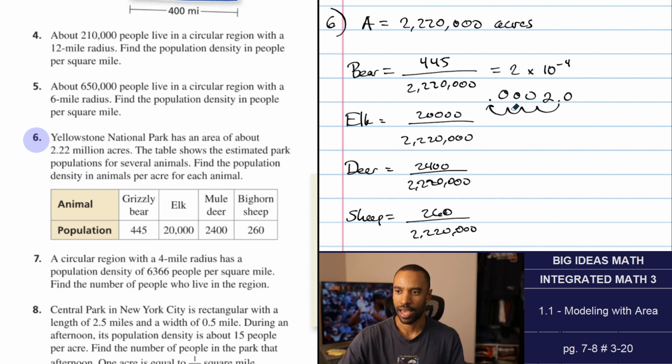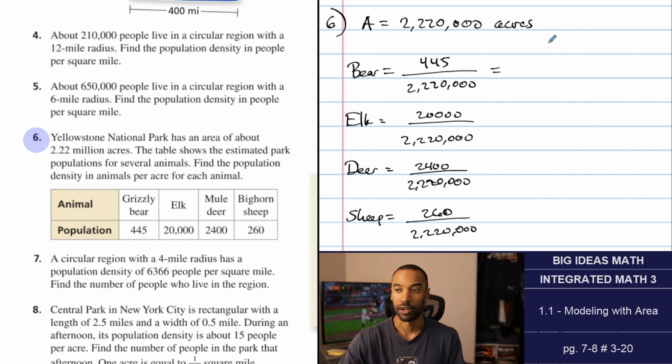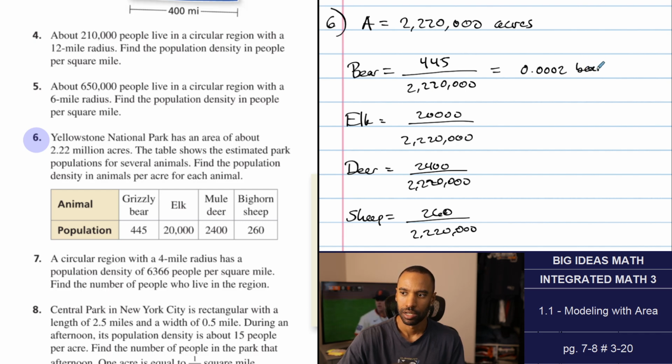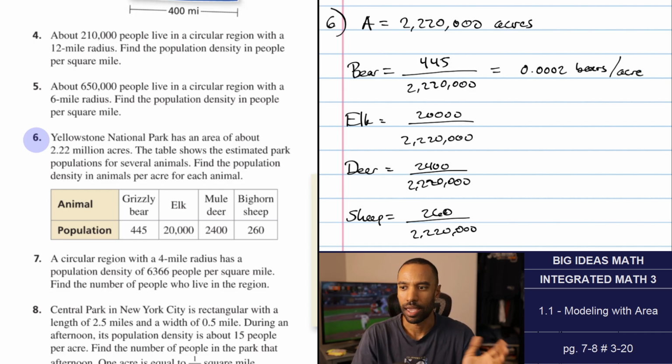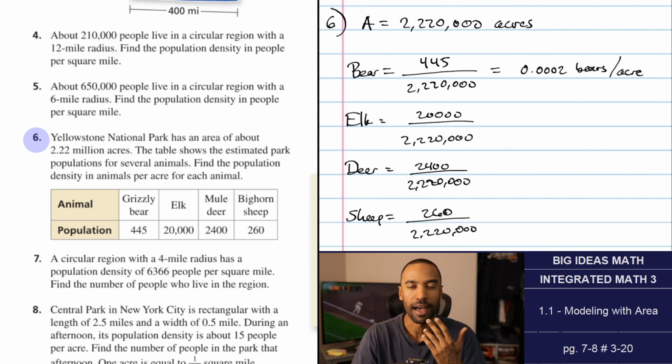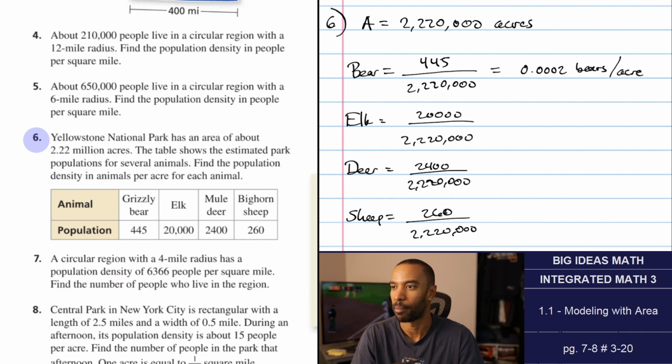So what we're looking at, this is one where I don't do much rounding. I'm going to use the 2, but it does say per acre. So this is going to be 0.0002 bears per acre on average, right? That's its density. That's how that thing works out. It's a rounded value, but that's the idea that you're going to have to do. It's a small amount. There aren't many grizzly bears per acre, right? So that's the idea. We're going to do the same thing for all these other ones.